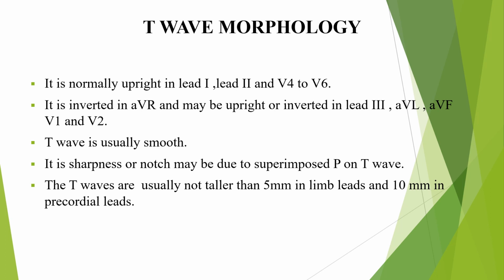T wave morphology. It is normally upright in lead 1, lead 2 as well as V4 to V6. It is inverted in aVR and may be upright or inverted in lead 3, aVL, aVF, V1 and V2. The T wave is usually smooth. If it is sharp or notched, it may be due to a superimposed P wave on the T wave. The T waves are usually not taller than 5 mm in limb leads and 10 mm in precordial leads.